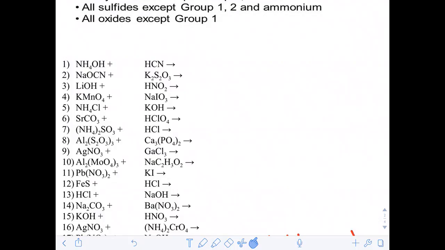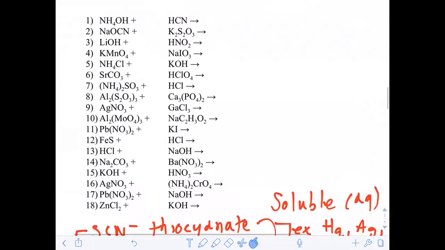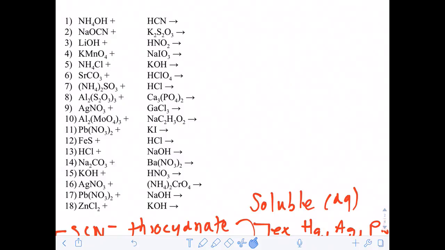Potassium thiosulfate. Thiosulfate. Think about sulfate. And so that's sulfate, but you're adding an extra sulfur, so they call it thio to indicate that. Thio is the stem for sulfur, the Greek stem.